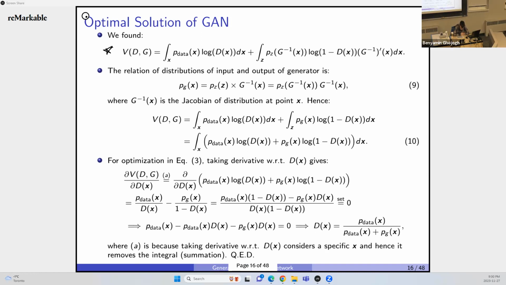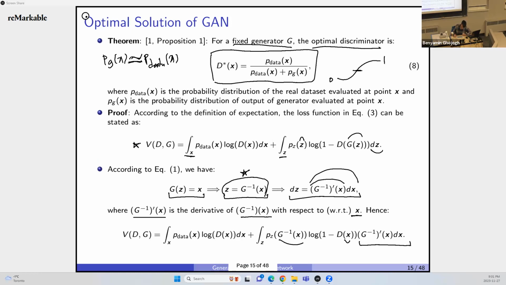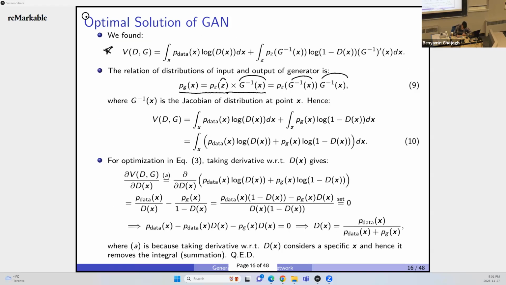The relation of distributions of input and output is this. So pgx is pz times g inverse x. I know I didn't give the proof for that, but there is a proof for that. Now replace z with g inverse x as before because of this. Also g inverse x, I'm repeating it here. You need to focus, there's a lot of calculations. G inverse x is the Jacobian of the distribution at point x. Anyways, it doesn't matter. Don't confuse yourself with this.